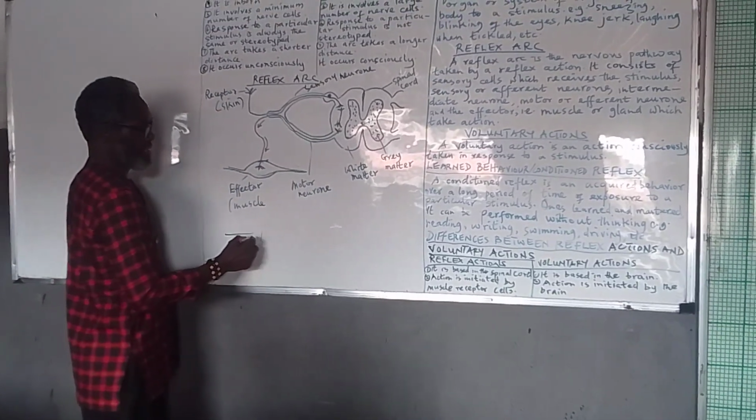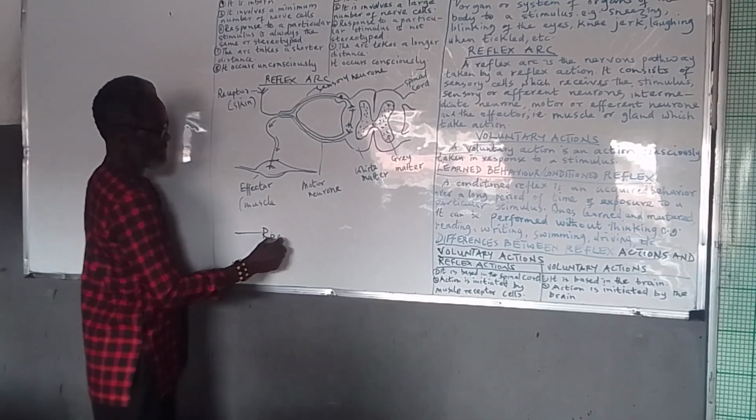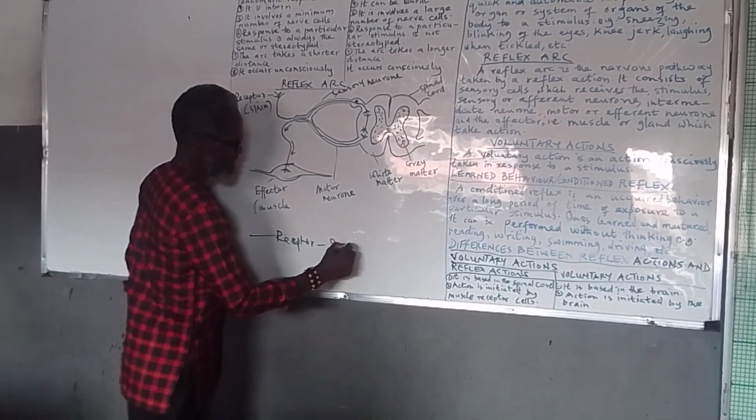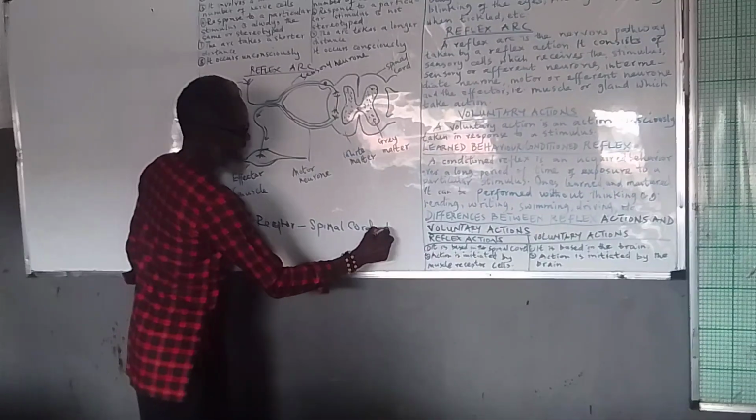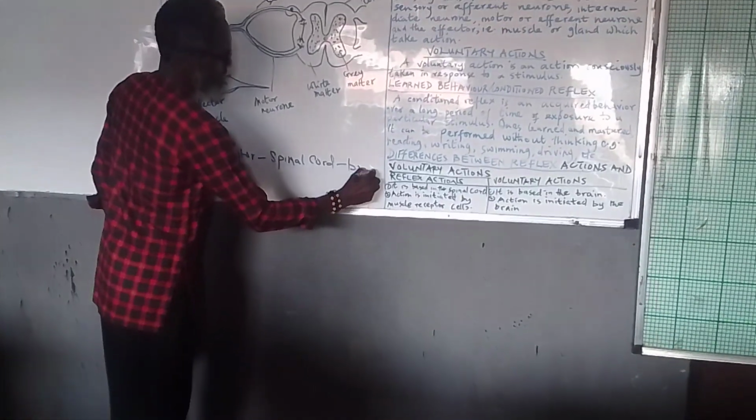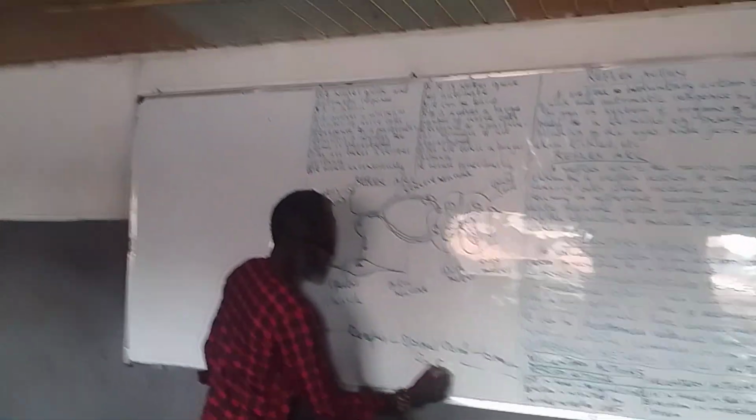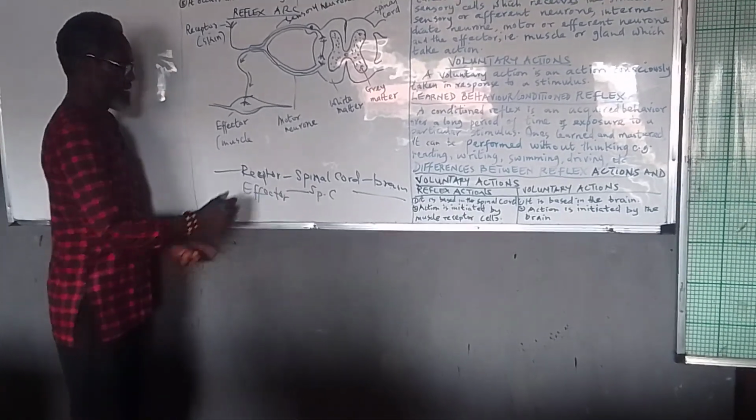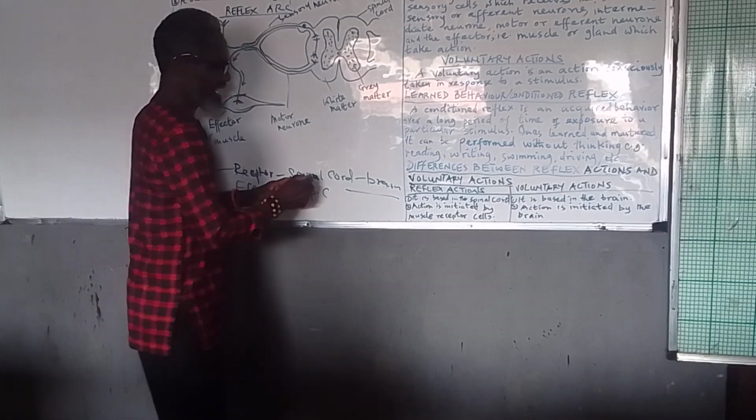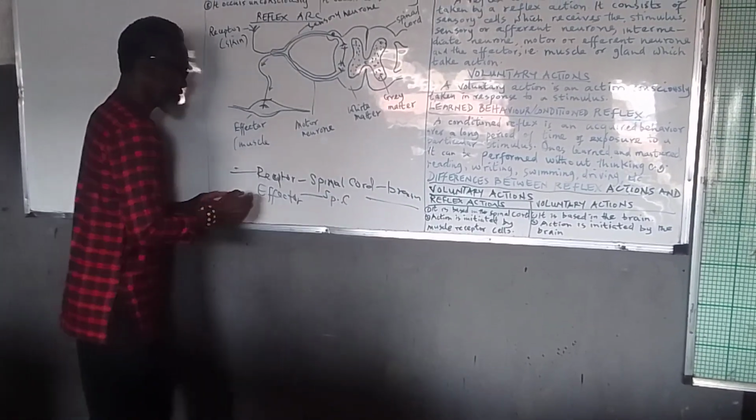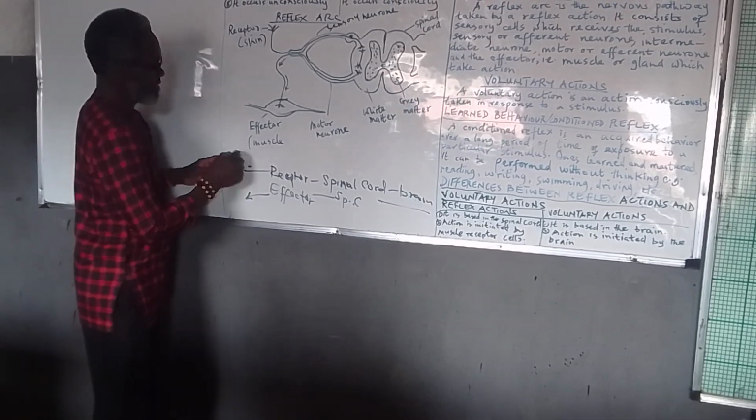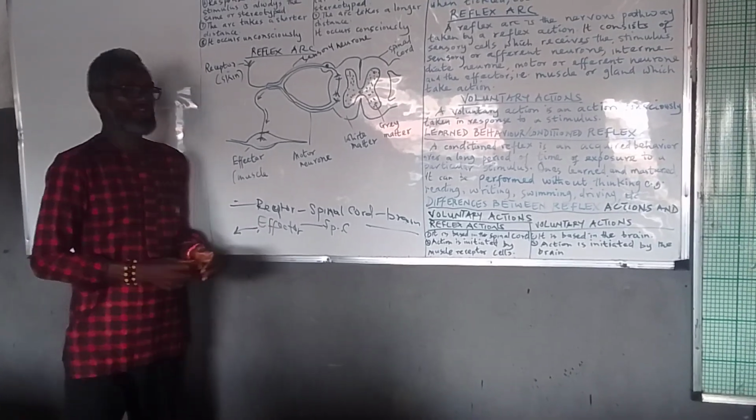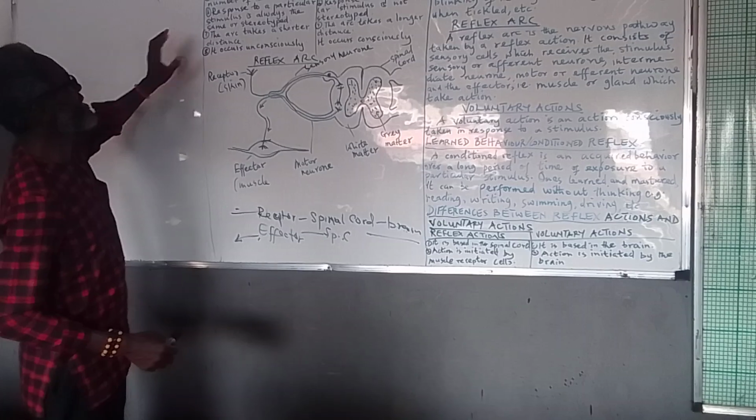Voluntary action is going to come from the receptor to the spinal cord to the brain, back to the spinal cord, back to the effector. You see, this is longer, is it not? From the receptor, the skin, to the spinal cord, to the brain, back to the spinal cord, and to the muscle. But here, reflex is just receptor, spinal cord, effector. You see that the voluntary action is longer pathway, while the reflex action is shorter pathway.